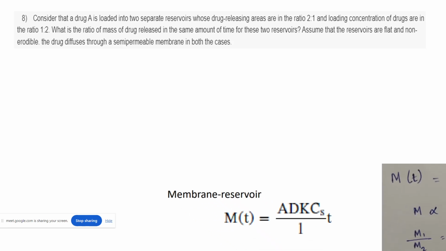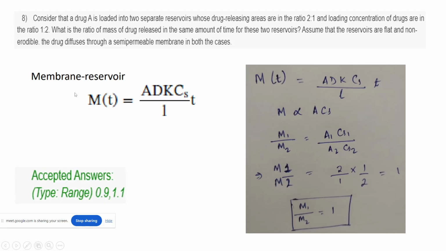Okay, let's look at the answer. So for membrane reservoir, this is the equation that we have where the amount of drug release is dependent on these formulas. So MT equals A D K C S T by L, where A is the surface area, D is the diffusion coefficient, K is the partition coefficient, C is the drug loaded, T is time, and L is the thickness. So here M is directly proportional to area and loading concentration of the drug.